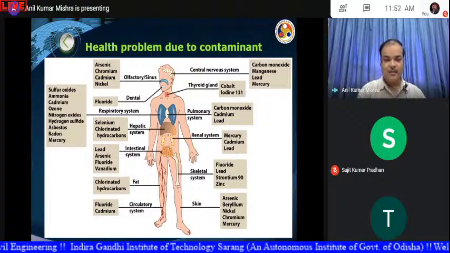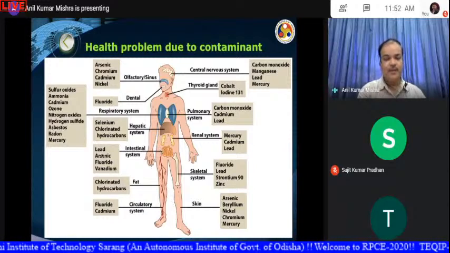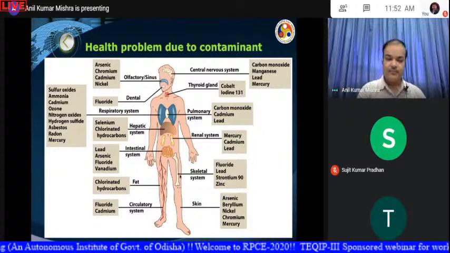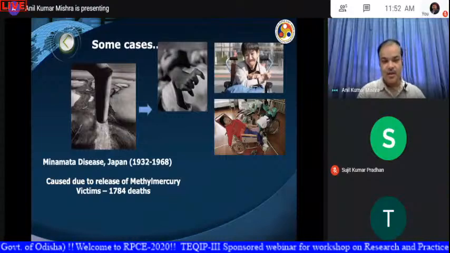So you can see all parts of the body get affected because of the different chemicals present in soil, water, or air. So these are some cases which actually occurred.